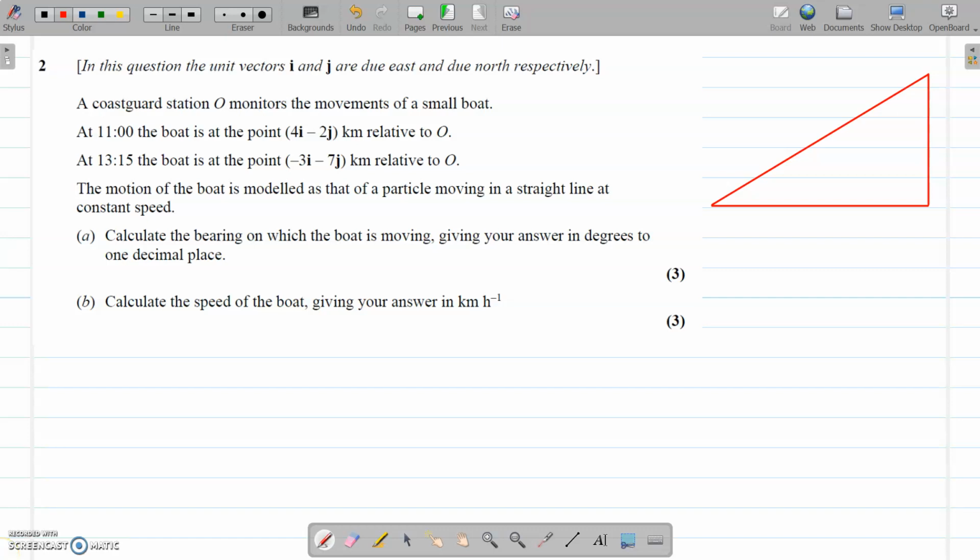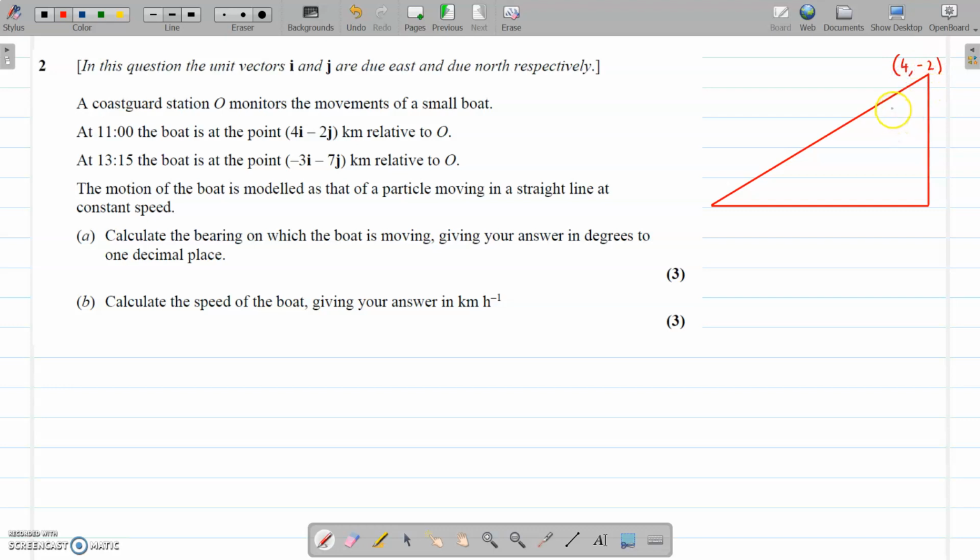Okay, welcome to question 2 of the Year 12 PPE. This is a question about vectors, and we have here a situation where the Coast Guard station at O monitors the movements of a small boat. At 11 o'clock, the boat is at the point (4, -2), effectively is what that means. So I'll just mark this up here as (4, -2). Okay, 4, negative 2. And that's at 11 o'clock.